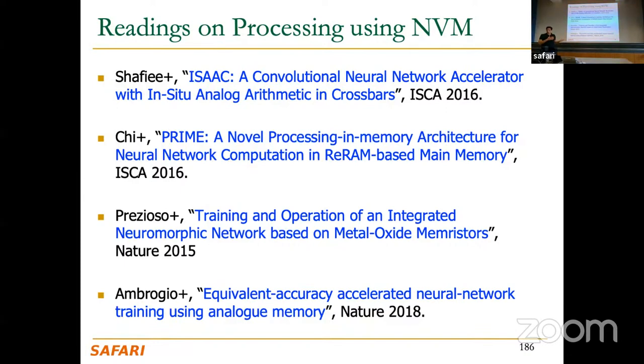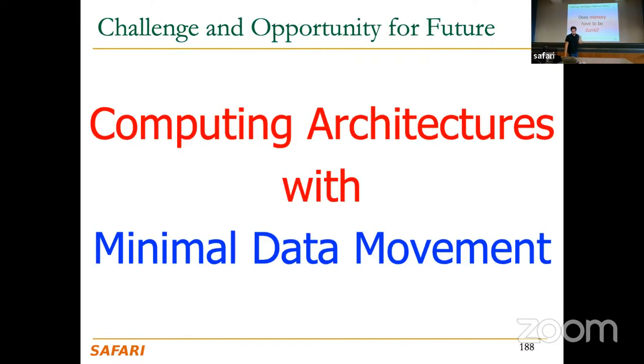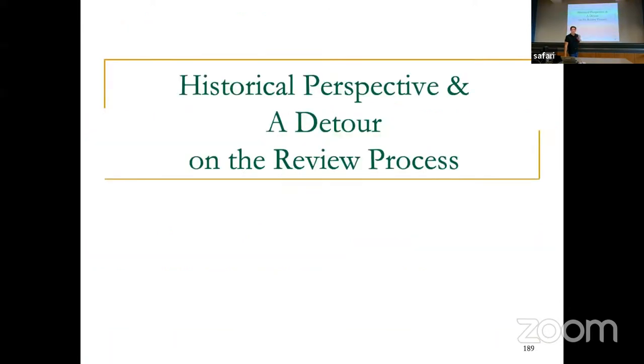It's different from AMBIT, or it's different from SIMDRAM, because in AMBIT and SIMDRAM, we represent the data as digital values, as bits, zeros and ones, while here, they are analog values. They are either voltage or current, right? But it is processing using memory as well. So there is no need. I mean, the question is, does memory have to be dumb? There is no need for memory to be dumb. Memory can do things, and we can create better architectures with minimal data movement. And that's something that not everyone is in favor of, or was in favor of for a long time, indeed.